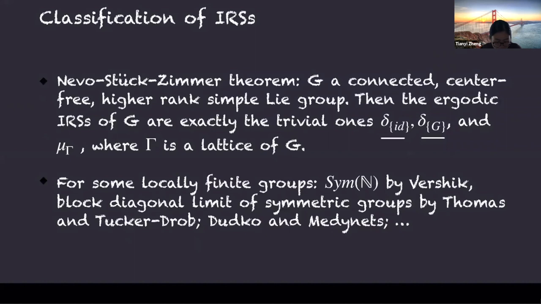So this is maybe the deepest theorem regarding classification of IRSs. And in the amenable world, there has been a lot of work on classifying IRSs in some locally finite groups. So we have seen before this symmetric group, the finite permutations of countably many objects. This was done by Vershik early on. And then you can also consider other kinds of locally finite groups consisting of permutations. So there are these block diagonal limits of symmetric groups. These IRSs were classified by Thomas and Tucker-Drob.